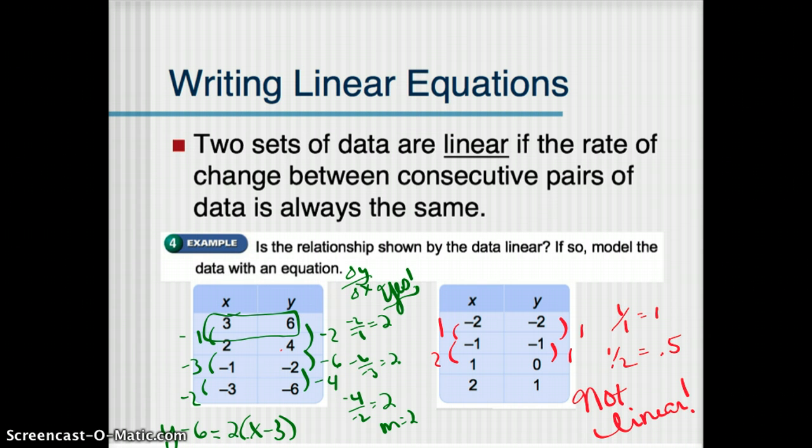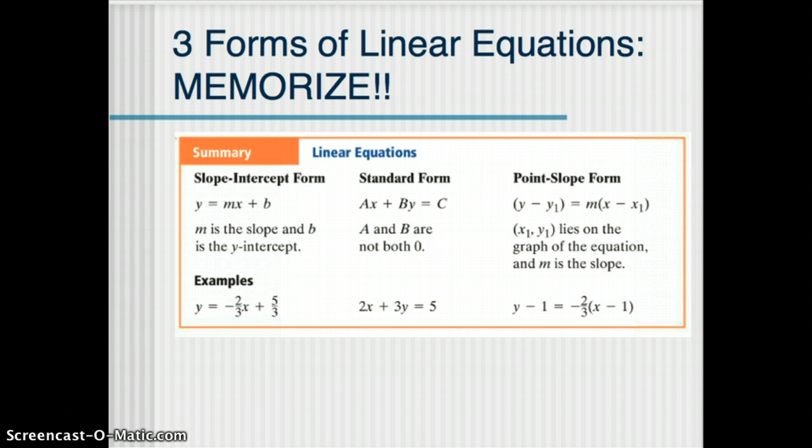So I want you to look at these 3 forms of linear equations. It would be very, very worth your while to memorize the information on this table, that you know what each form is and the key parts about it. So slope-intercept form, that's y equals mx plus b. You should definitely have that memorized. The m is the slope, b is the y-intercept. Practice, practice. Standard form is ax plus by equals c, a and b are not both 0. And remember, that's handy for finding the x and y-intercept.